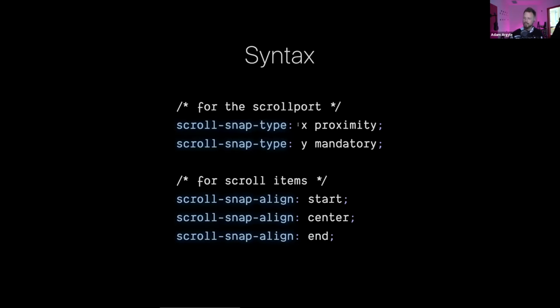Okay, so that's for the scroll port. The scroll port says which axis and how strict should the snapping be. And then for each scroll item, you have to put this on the item itself. You can't put this on the parent. Each item says where it wants to snap. And you can snap to start, center, or end. So this is using the logical sides of the scroll port. Okay, so we have scroll ports and we have scroll items.